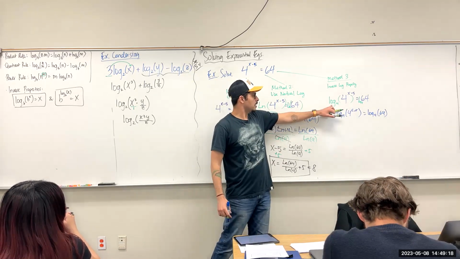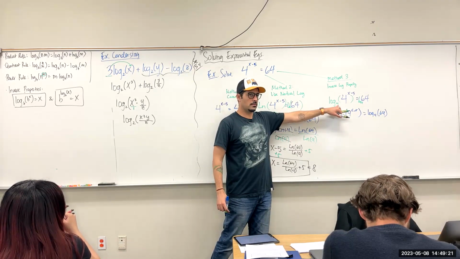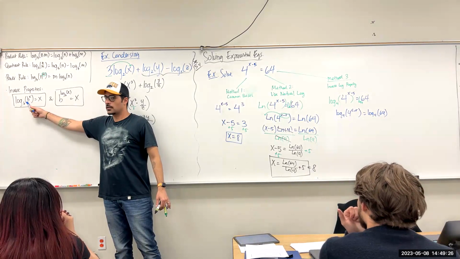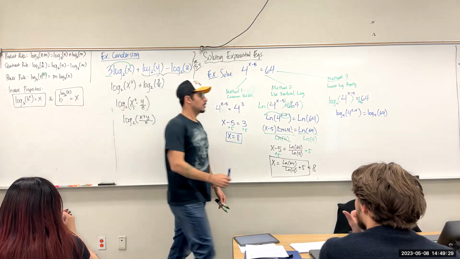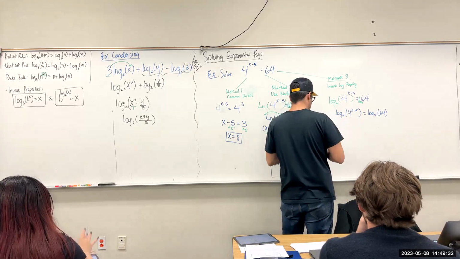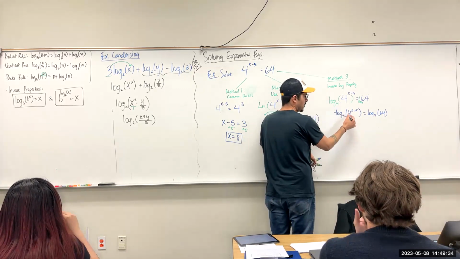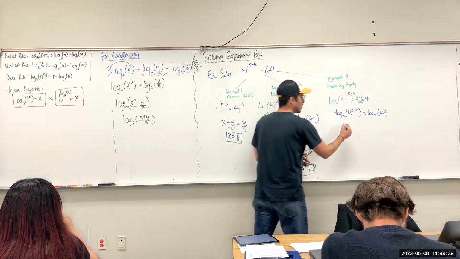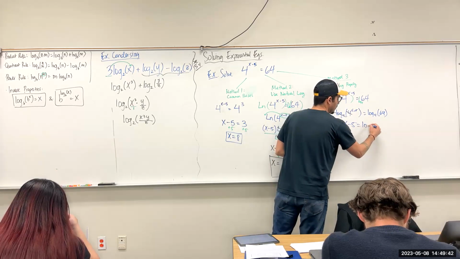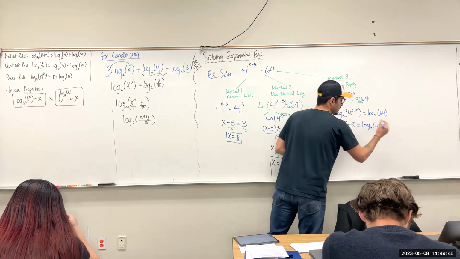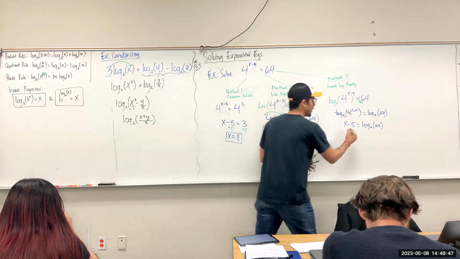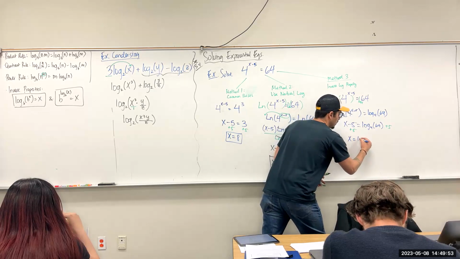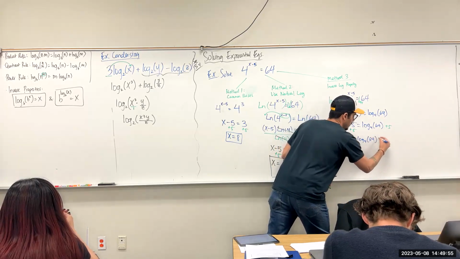Why did I not do a different base? Why 4? Common base, right? And they would cancel. What's happening is this log base 4 and this base 4 cancel. So what's left on the left-hand side? x minus 5. And here I'm just left with log base 4 of 64. Then you add the 5. And so you get x equals log base 4 of 64 plus 5.